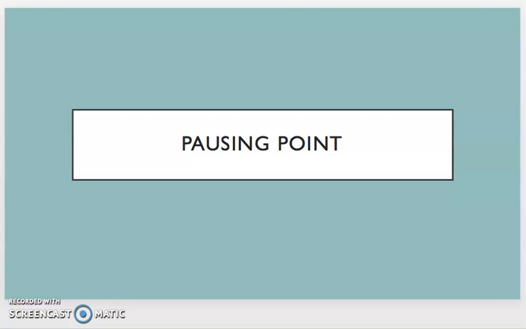So we're at a point in our astronomy unit where I want to take a minute to just have a little pause and talk about the 5 lessons that we have learned about so far and recap the information that we've learned in those previous 5 lessons.